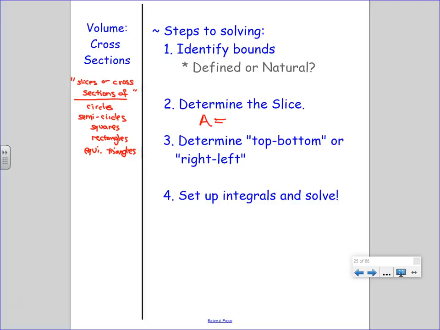determine top, bottom, or right, left. What does that mean? dx, dy, and as a result, A of x or A of y, right? So we're going to not only need to figure out an area formula, but also get that area formula either in terms of x completely or in terms of y completely. Then set up your integrals and solve based upon our formulas.